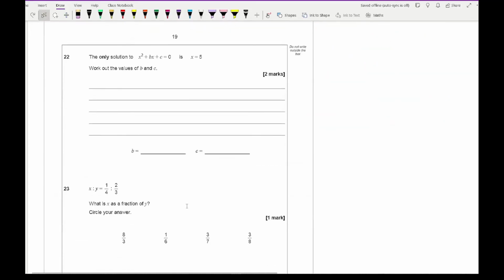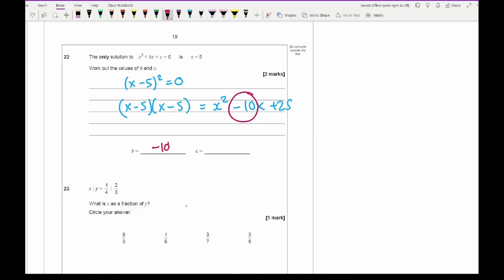So moving on to question 22, it says that the only solution to x squared plus bx plus c equals 0 is x equals 5. Work out the values of b and c. Well, if the only answer is 5, that means that the quadratic should factorise to give me this. So all I then need to do is expand the brackets. That's (x minus 5)(x minus 5). And expanding the brackets gives me x squared minus 10x plus 25. So this is going to be my value of b, which is minus 10. And this is going to be my value of c, so c is 25.